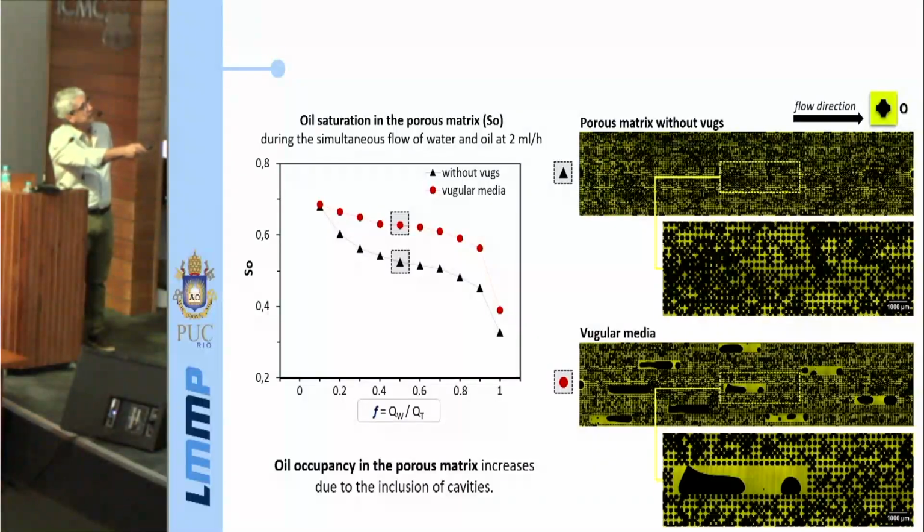So the amount of oil that's left in the porous media is very important, and ideally you don't want to see a lot of yellow, because if you see a lot of yellow, it's basically oil that's in the porous media, and you don't want that.